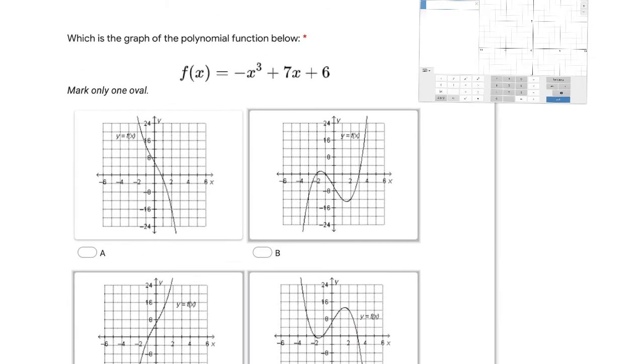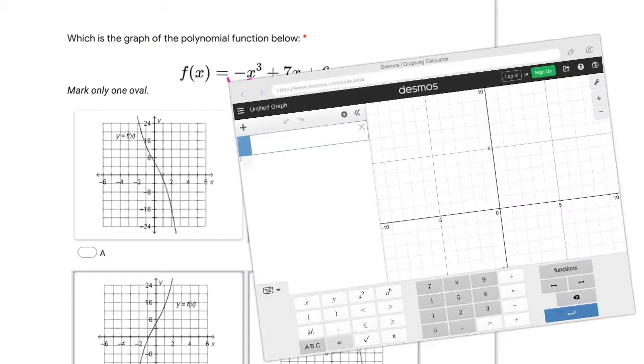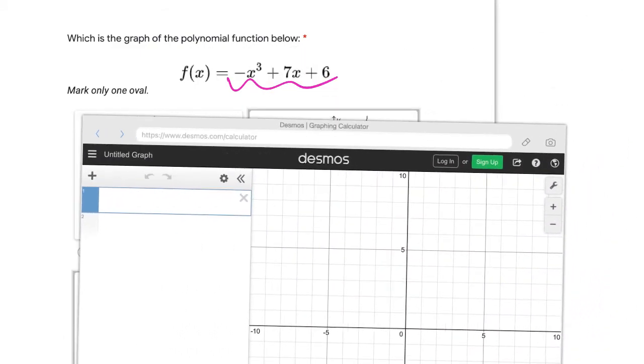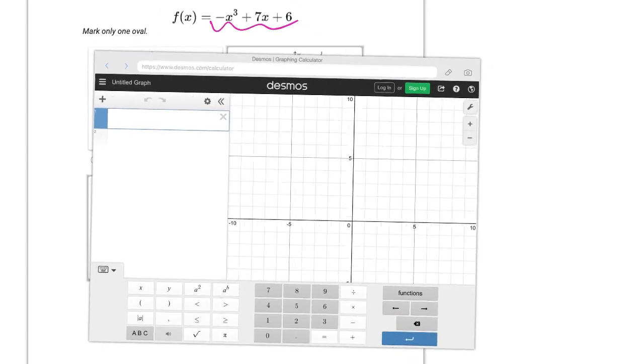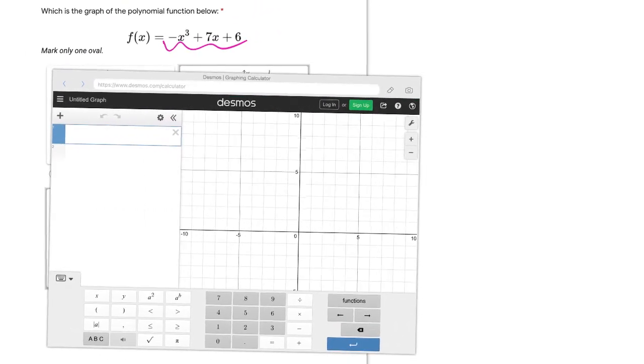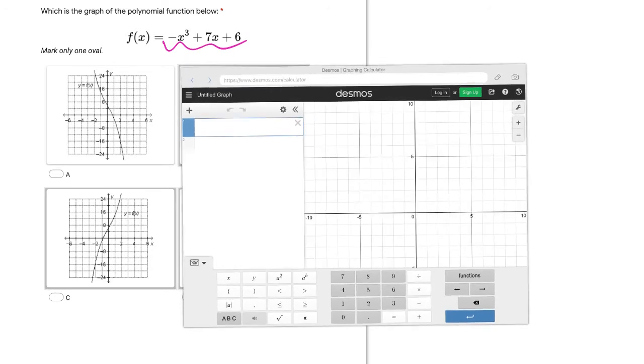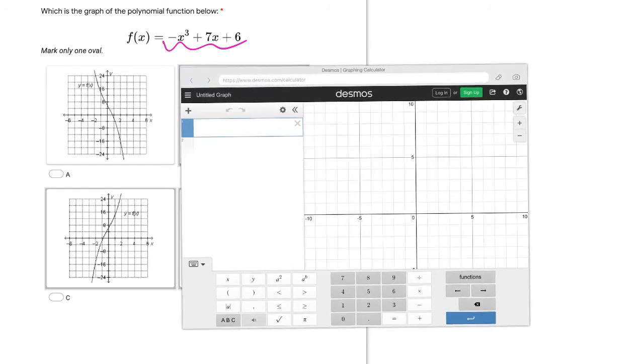Next one, which graph is for this polynomial that they've given us here? And so I've got Desmos pulled up here, and that's all you want to do. Use your technology when it's available to you. So let's go ahead and put that in here. There we go. You can put f of x or you can put y.